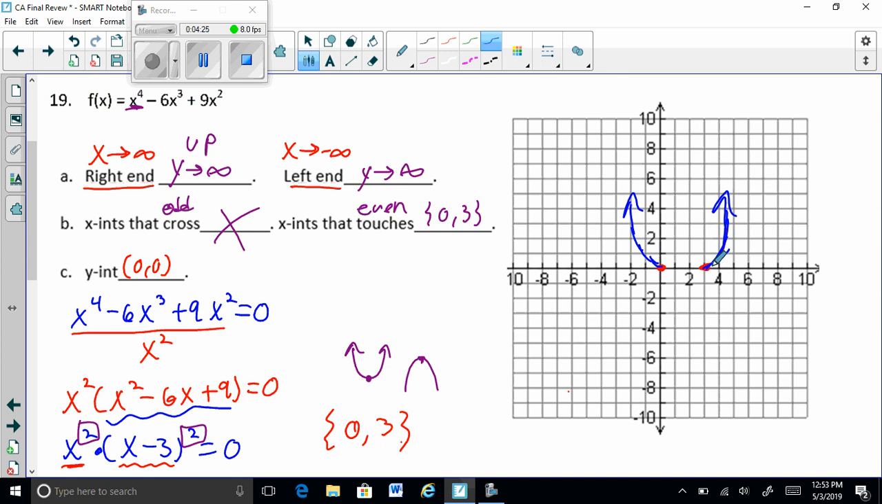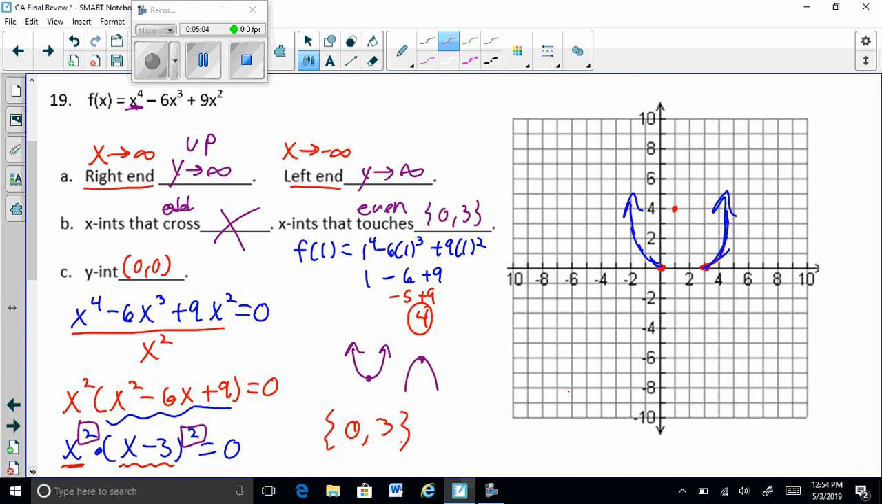So what we need to figure out is how high we're going to go there. We need to plug in 1 and 2 to figure that out. So f of 1 would be 1 to the fourth power minus 6 times 1 to the third power plus 9 times 1 squared. So we're going to end up with 1 minus 6 plus 9. That comes together to negative 5 plus 9. That gives me a 4. So I'm going to be up here at 4.